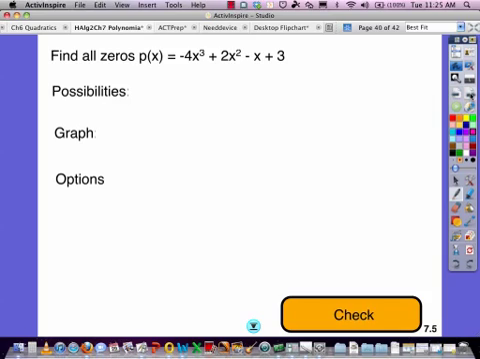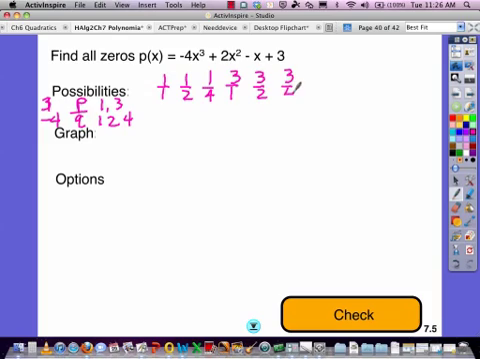Possibilities. We have a few more. We got p and q this time. If we say the p-value is the last term, which is 3, and the q-value is the negative 4. The p factors are 1 and 3, the q factors are 1, 2, and 4. So we should have 1 over 1, 1 over 2, 1 over 4, 3 over 1, 3 over 2, and 3 over 4. And yes, of course, plus and minus on all of them.